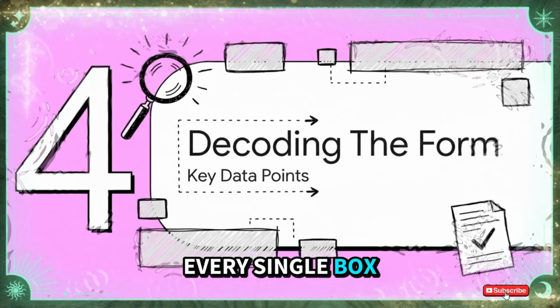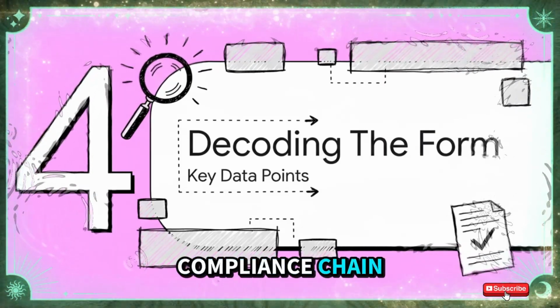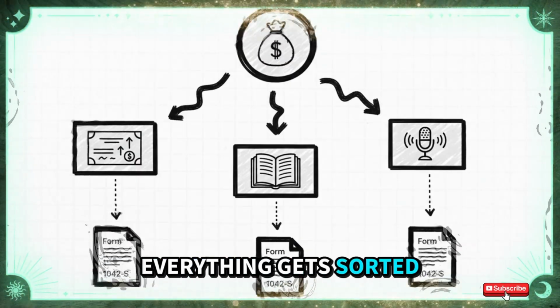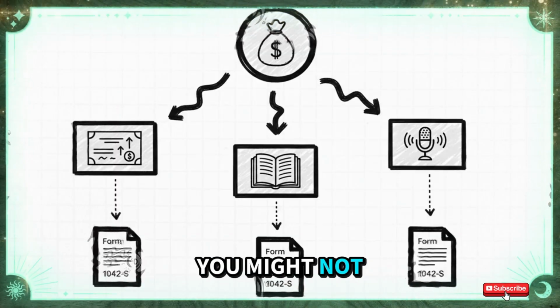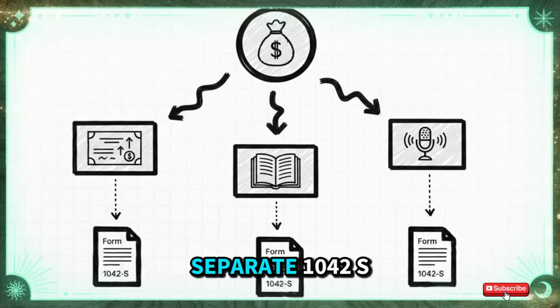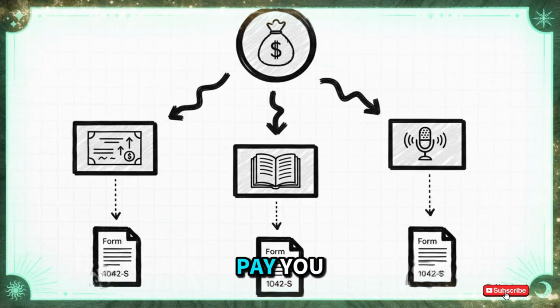All right, let's get down to brass tacks and look at the form itself. Every single box on here tells a part of the story and is a link in the compliance chain. Okay, box 1. This is how everything gets sorted. And here's something you might not realize. The agent has to file a whole new, separate 1042-S for each type of income they pay you.